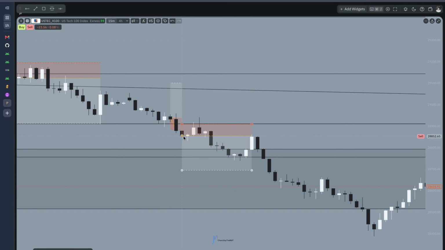Previous candle being engulfed. The candle on which I took my trade on being engulfed. So it would have tapped me out. Cool. And my TP would have been somewhere here. Now, it would have tapped me out. That candle on which it would have tapped me out on.